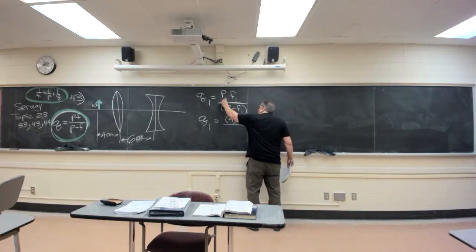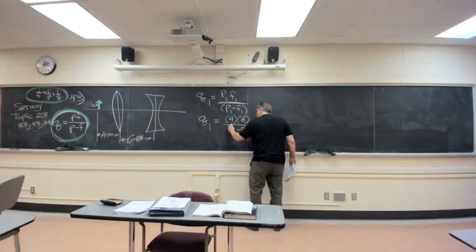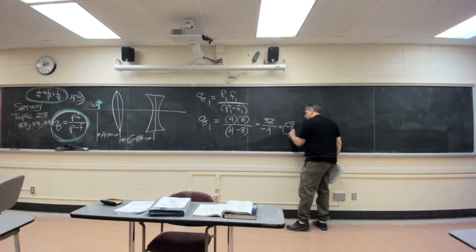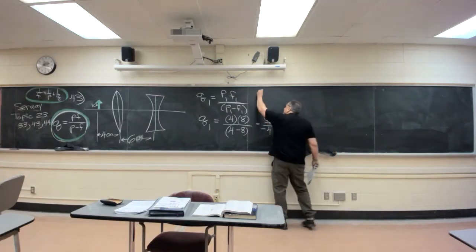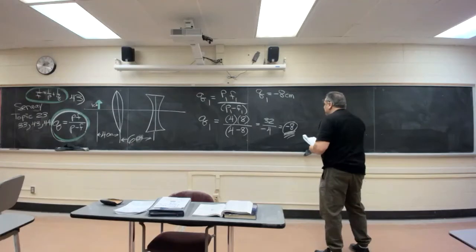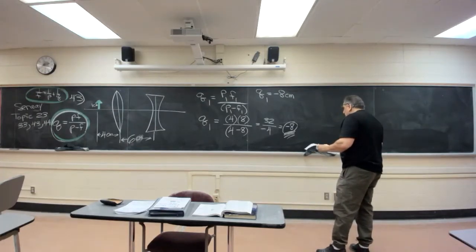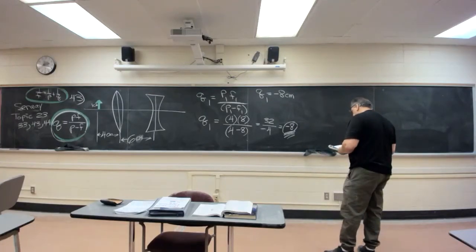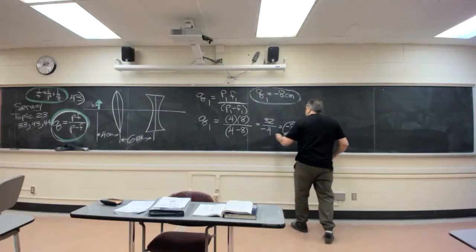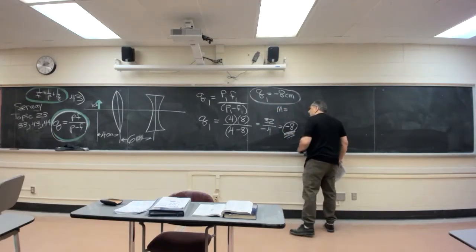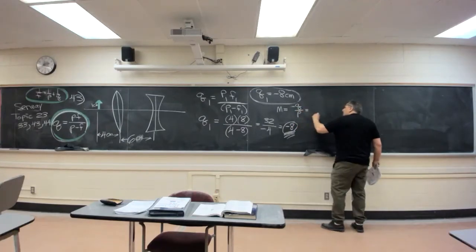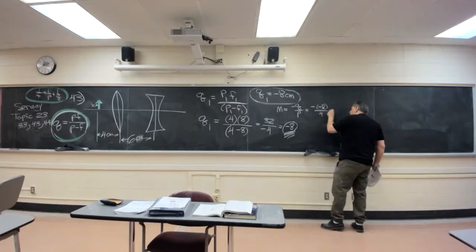Here we go. P1 is 4, F1 is 8. Q1 is negative 8 centimeters. Okay, fine. We already know a lot. This is a virtual image. We haven't even gone to the diverging lens yet. The magnification is negative Q over P, which comes out to negative of negative 8 over 4, which is 2.